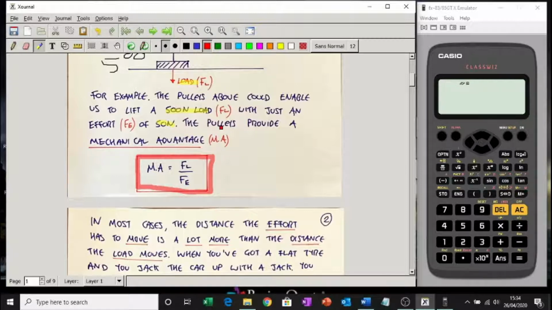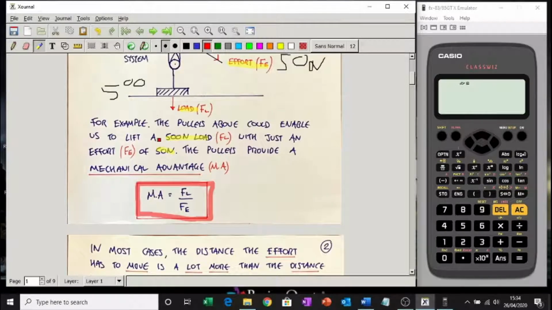So for example, in this one here, the mechanical advantage of that machine would be FL, which is 500, all divided by 50. So 500, divide that by 50. You shouldn't have to use a calculator really. So it's 10. That would be the mechanical advantage of that system.